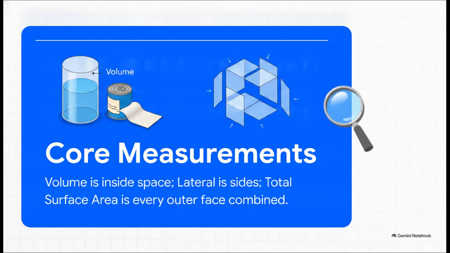Before we get into the specific shapes, we really need to know what we're measuring, right? Throughout our upcoming source sheet, every single shape is categorized into 3 core measurements. First up is volume. This is the physical space inside the shape. Think of it like filling it with water. The volume is exactly how much water it holds.